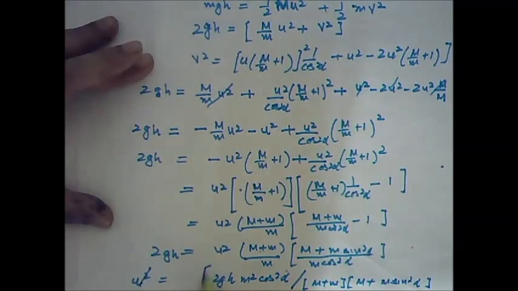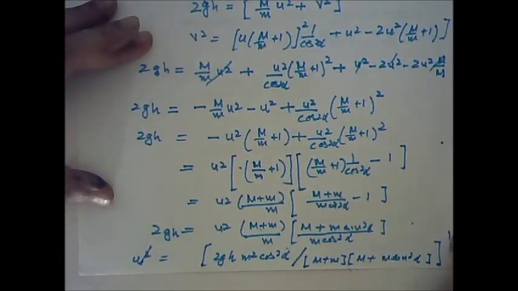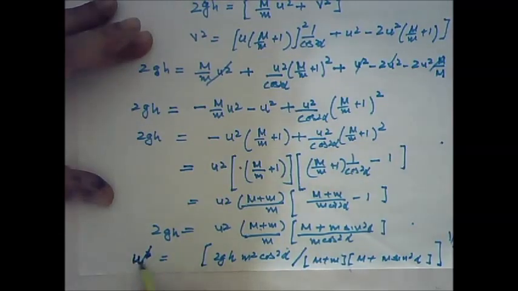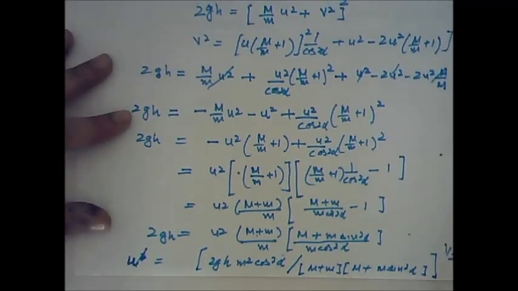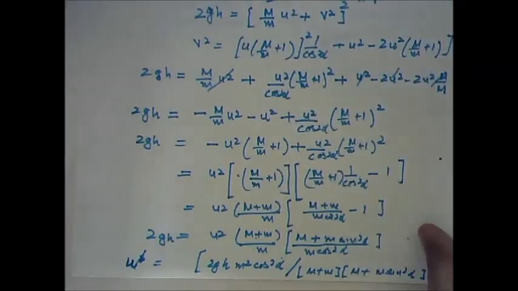So u will be equal to this raised to power 1 upon 2. This is the value of u, which is what we require, the value of the horizontal velocity of the wedge.